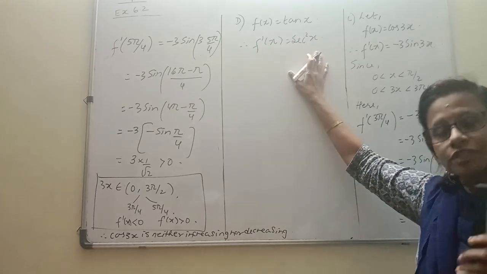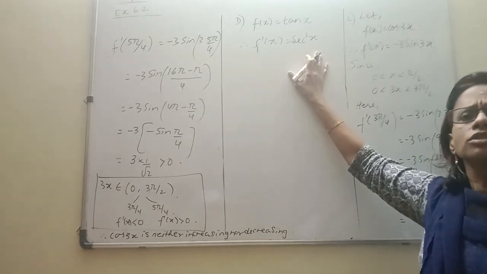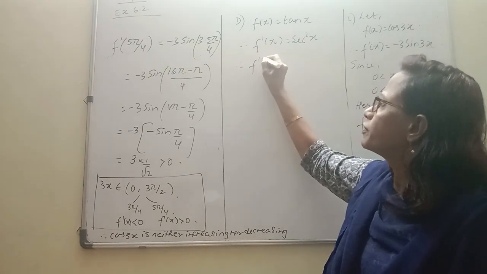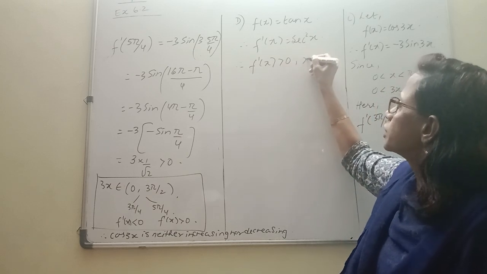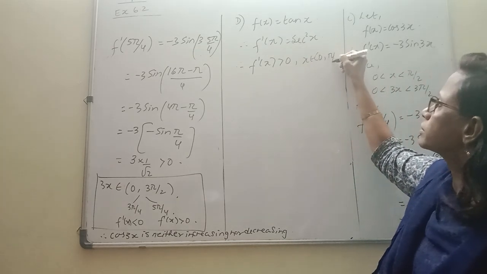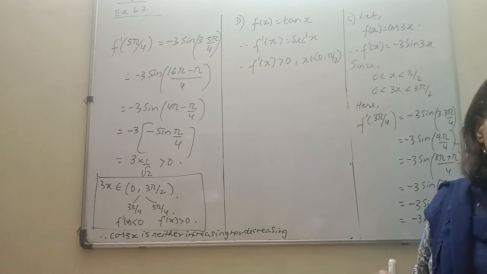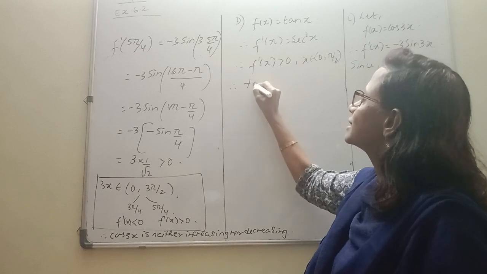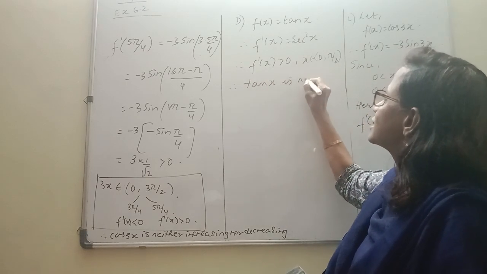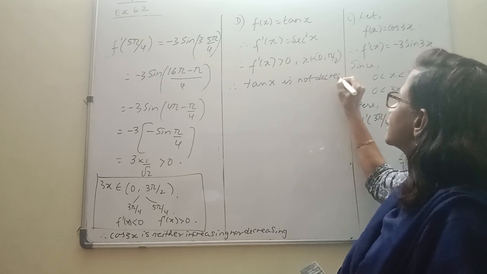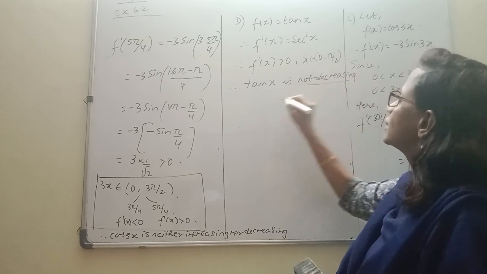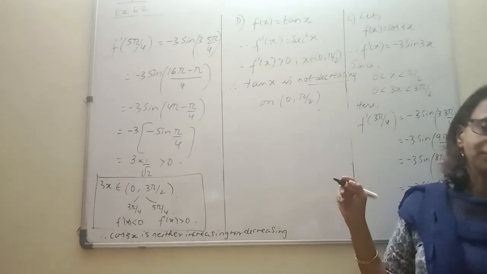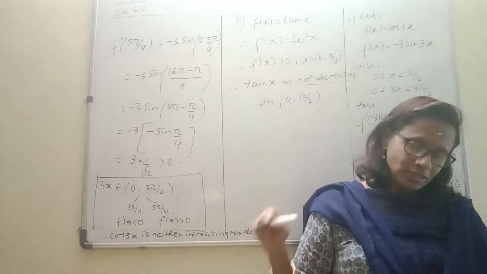Obviously 0 to pi by 2 means first quadrant. In the first quadrant, sec is always positive, right? Nothing much to think about. So f dash x is positive for x belonging to 0 to pi by 2. If that is the case, it cannot be decreasing. The question is about decreasing. So you can say that therefore tan x is not decreasing on 0 to pi by 2. Yeah, that's all.